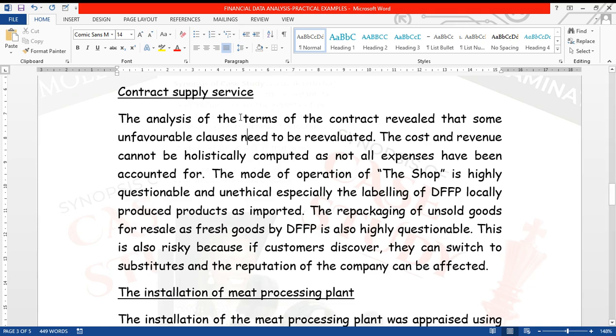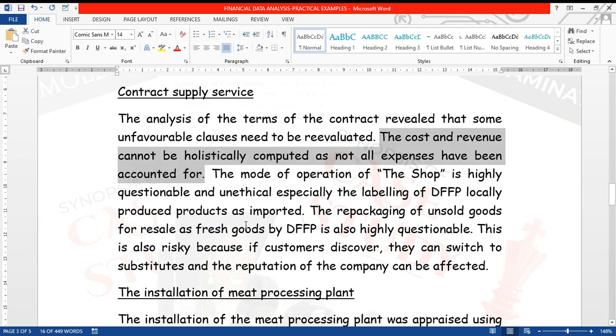So, contract supply service. The analysis of the terms of the contract revealed that some unfavorable clauses need to be re-evaluated. So assessing the contract now, there are some clauses that will need to be re-evaluated because there are so many uncertainties around the contract. We're not really told word for word what the revenue is. We're not really told word for word what the cost is. So many terms need to be evaluated because there are so many unfavorable clauses. Do you understand? So they need to be evaluated. The cost and revenue cannot be holistically computed as not all costs have been accounted for.